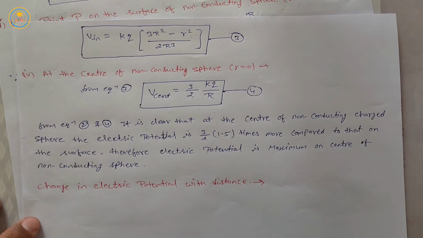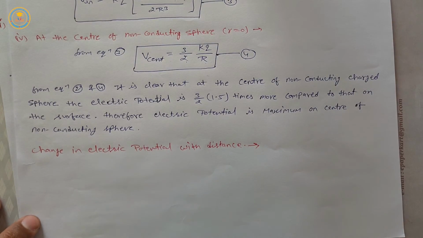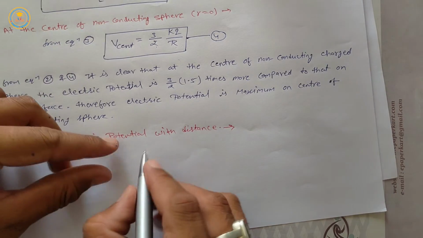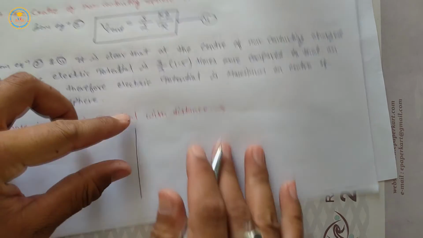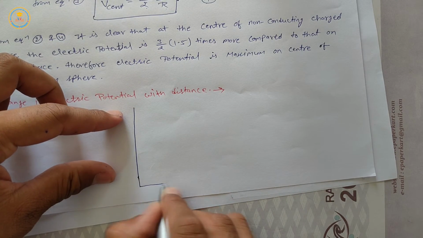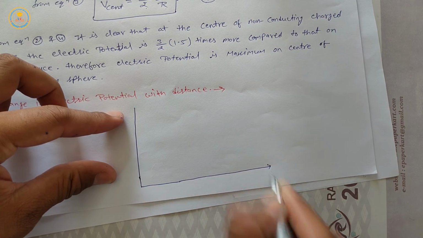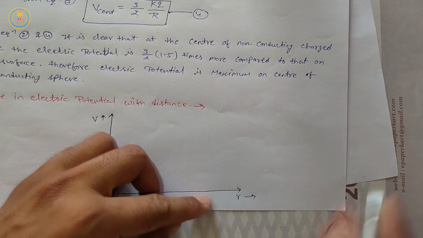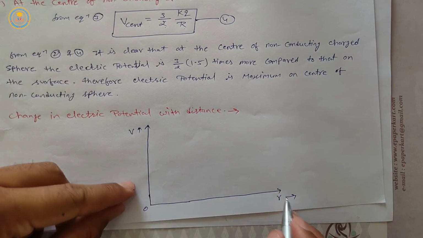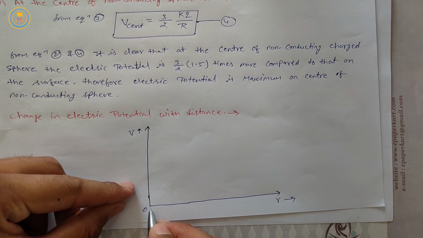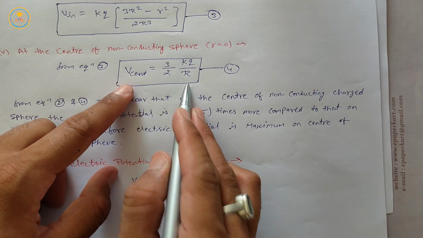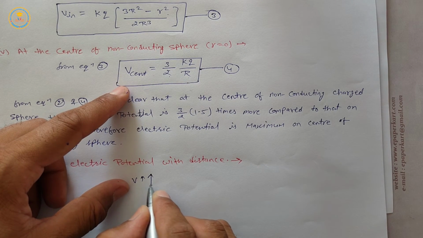Okay. Now, we plot a graph between electric potential and distance. For this, we take potential on the y-axis and distance on the x-axis. At the center, r is equal to 0, meaning the center of the non-conducting sphere, the electric potential has a constant value which is 3 by 2 kq upon R. Suppose that this value is here.